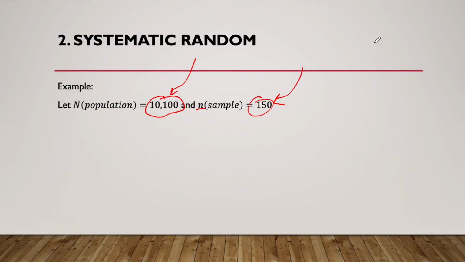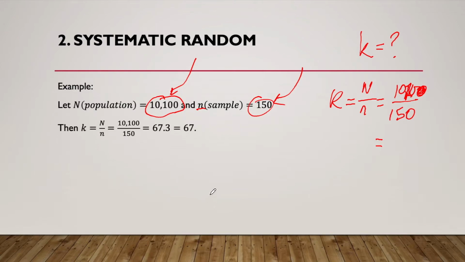So we'll get the value of our k first. What's the value of our k? k is equal to big N over small n. That's equal to 10,100 over 150. Let me get my calculator for that. 10,100 divided by 150 is going to give me 67.333. So let's round it to the nearest whole number. The answer is 67. So my k is equal to 67. In my list of 10,100 people, I will choose every 67th person.